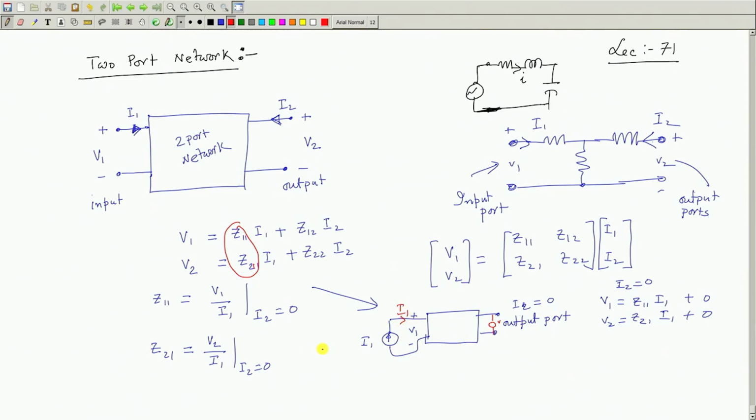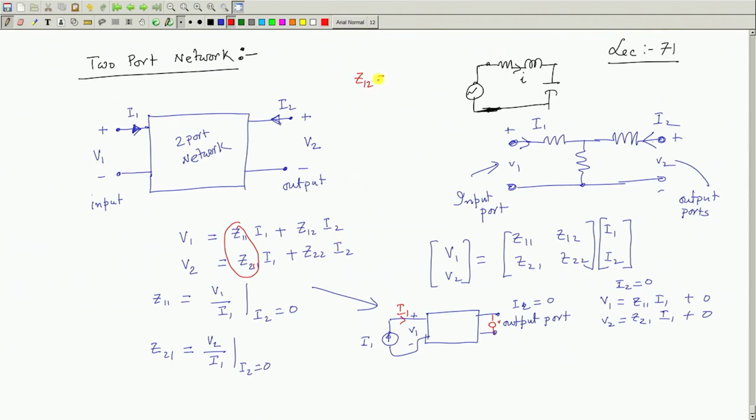I1 is known. So, this is how Z11 and Z21 can be measured. It is very easy to see. To calculate this, I will write with red ink. Z12 should be what? Come to this equation.